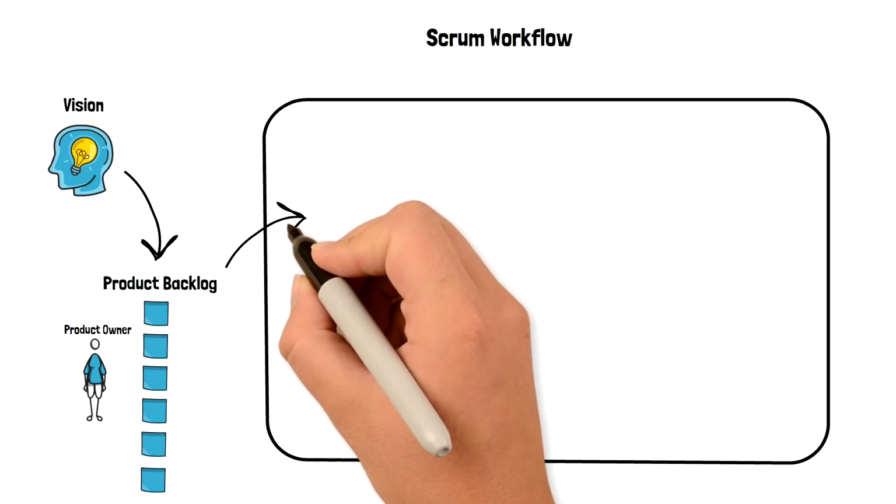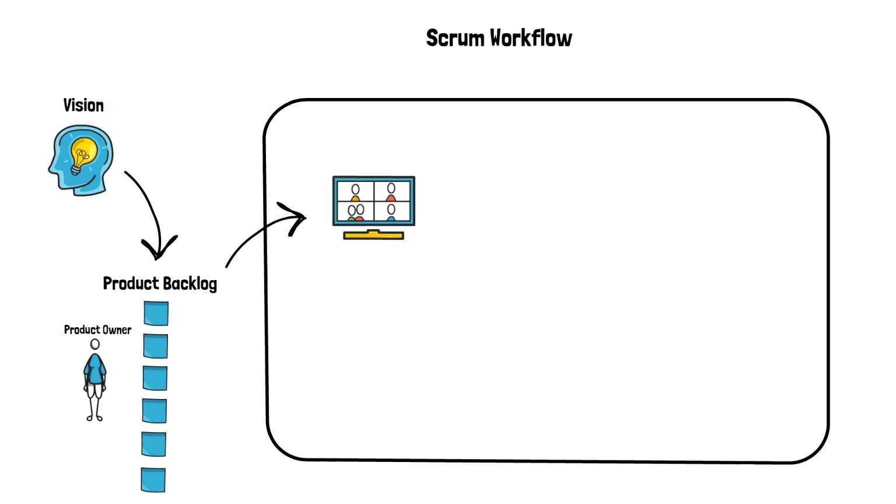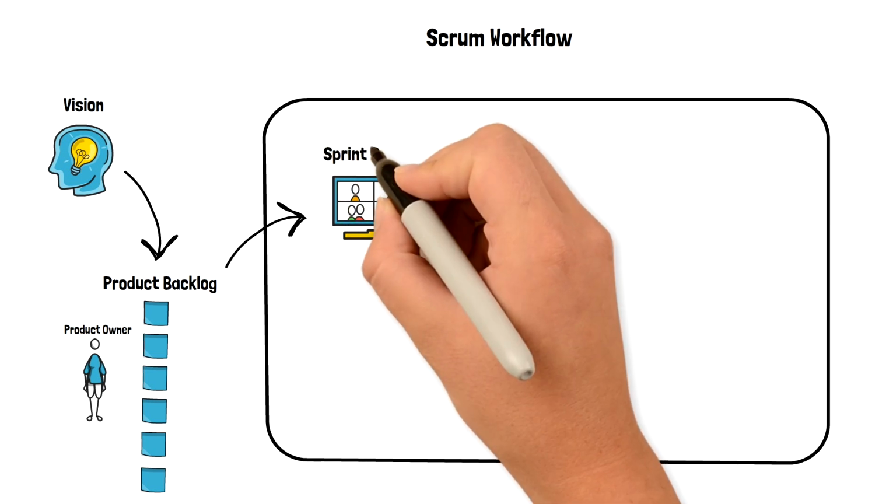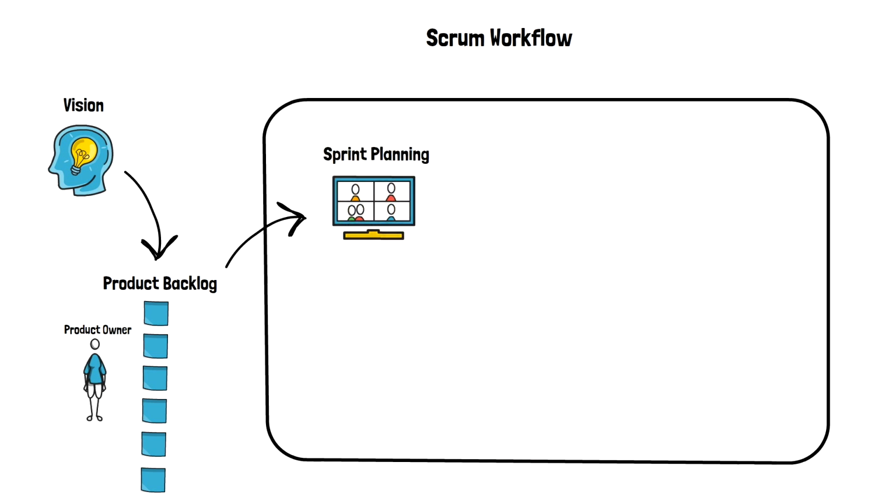The items are refined with the development team and prepared for the sprint. During the sprint planning, the product owner and development team agree on a sprint goal that defines what the upcoming sprint is supposed to achieve. Using this goal, the development team reviews the product backlog and determines the high priority items that the team can realistically accomplish in that upcoming sprint.